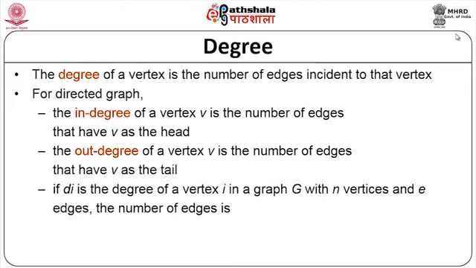Okay. So, if di is the degree of vertex i in a graph with n vertices and e edges, the number of edges will be e equals the sum of di from 0 to n minus 1, divided by 2.